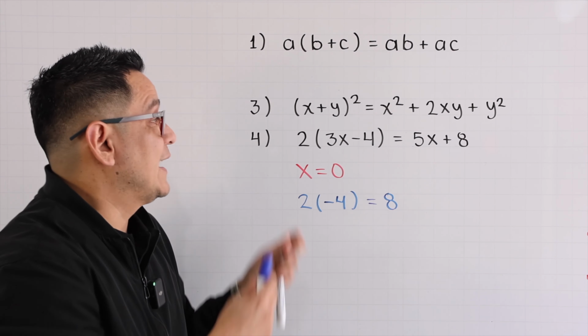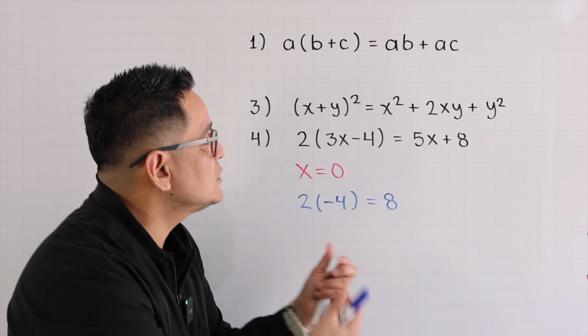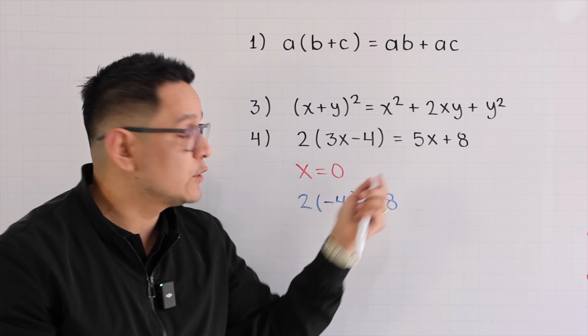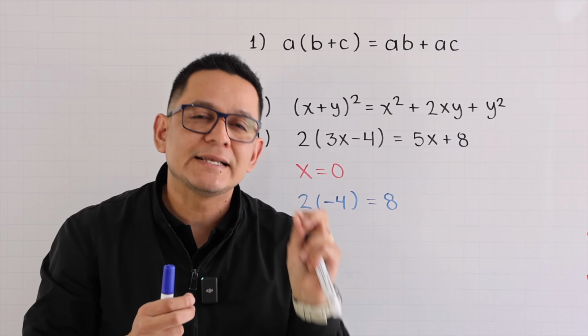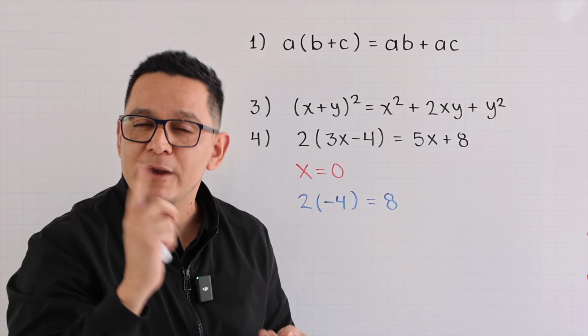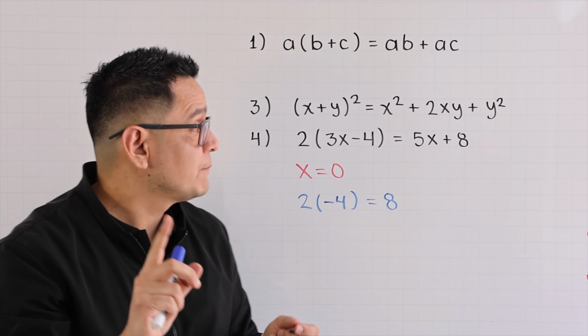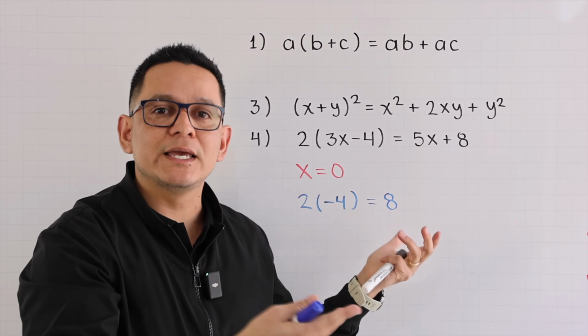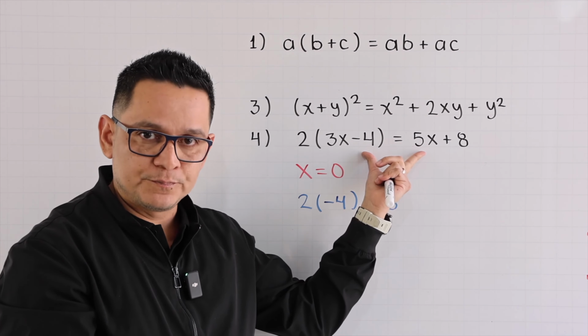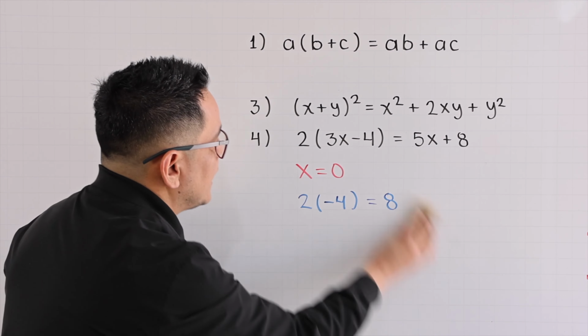So, minus 8 is not equal to 8. As you can see then, when x is 0, the equality is not being satisfied. This means then that this equality will only be satisfied for a certain value or certain values of x. In this case, it will only be satisfied for a single value of x. Okay, so it doesn't hold for just any value. This means that now the equation, so now, I'm going to erase this.